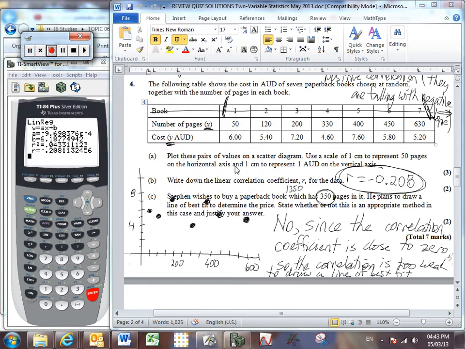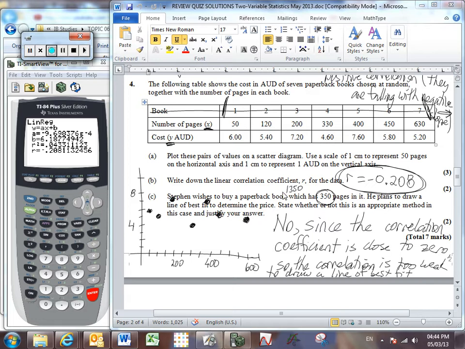Alright, just at the end of last video the sound cut out, so I just want to go through what I was talking about quickly. I think when the sound cut out I was talking about extrapolation and interpolation. Because the 350 is inside this data set, then it is an appropriate value to substitute into an equation, like for a line of best fit.